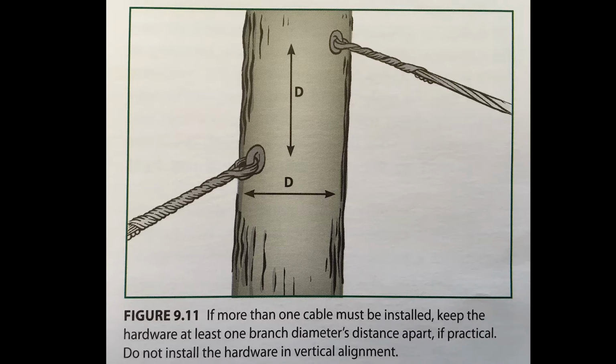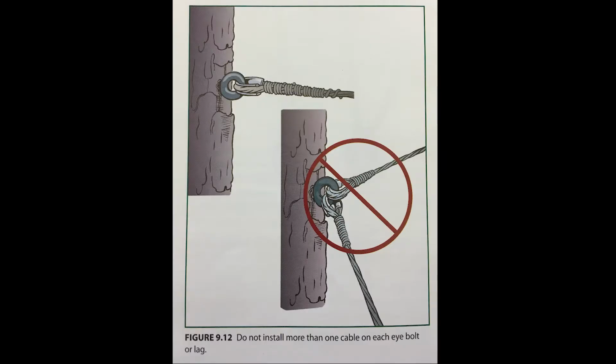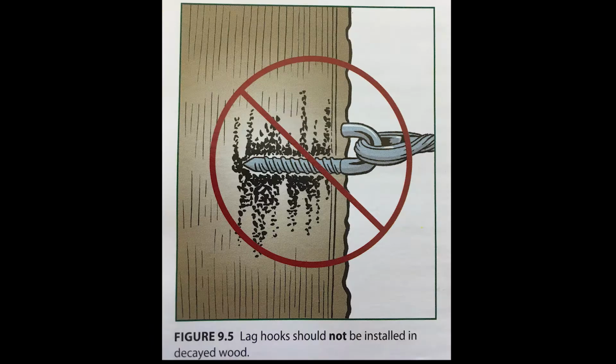Finally, anchor hardware must never be installed closer than 1 branch diameter or 12 inches apart, whichever is a smaller distance, and, if at all possible, they must not be in vertical alignment either. Never install more than 1 cable on each anchor.